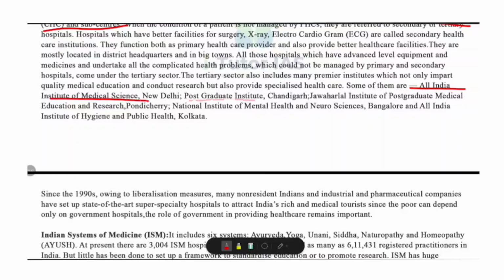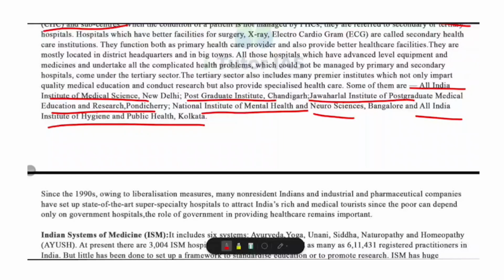New Delhi, then postgraduate institutes PGI Chandigarh, Jawaharlal Institute of Postgraduate Medical Education and Research Pondicherry, then National Institute of Mental Health and Neurosciences in Bangalore, then All India Institute of Hygiene and Public Health in Kolkata.